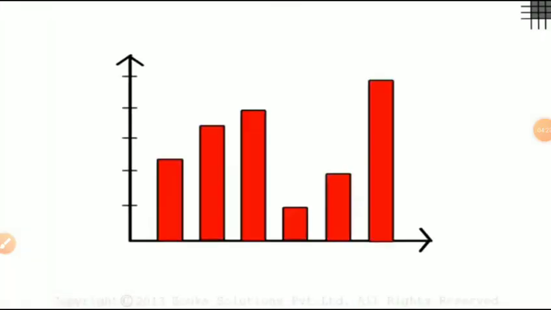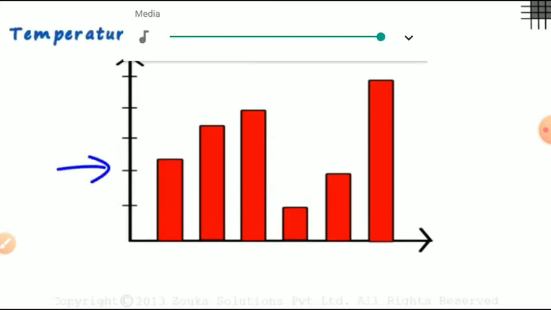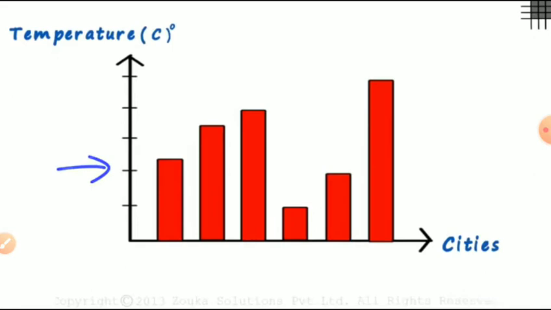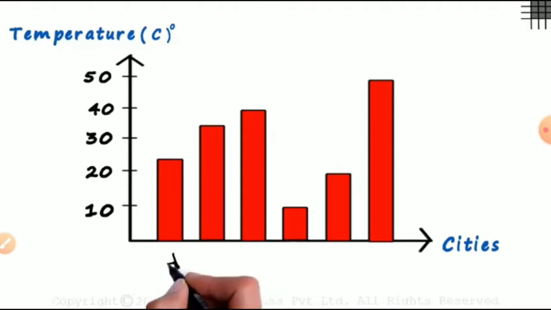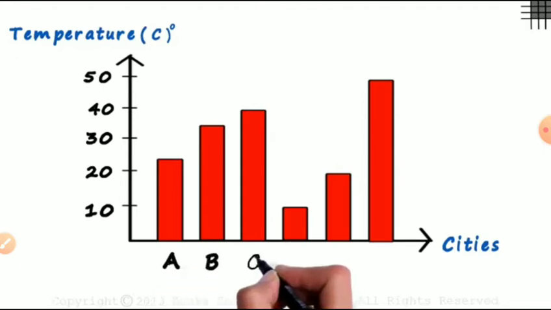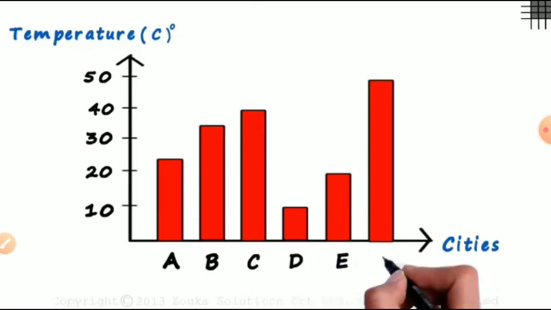Let's see a practical example where the bar graph can be used to understand data more easily. This is a graph of the average temperature of various cities. In this graph, we mark 10 degrees in equal intervals. And we have been given data for 6 cities: A, B, C, D, E, and F. Now, just by looking at this graph, let's try to answer a few questions.